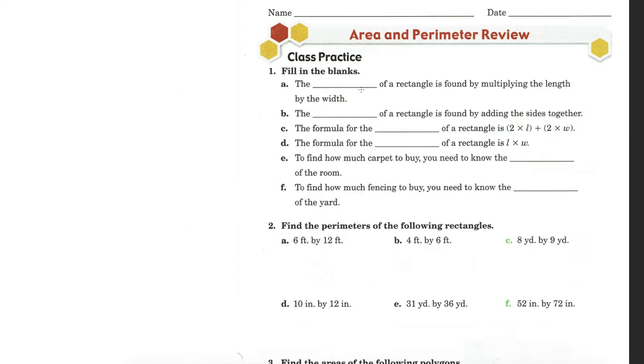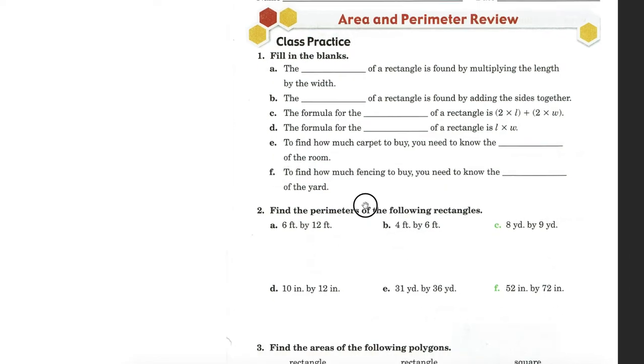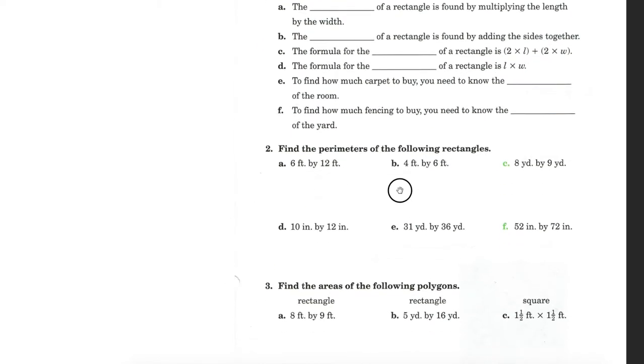So let's get started. Number one says fill in the blanks. You're filling in the blanks with keywords. It's all related to area and perimeter. I'm not going to go over each one. I think as we go over and review each of the problems on today's homework, you'll be able to answer number one. Okay, so let's just go over the other problems first.